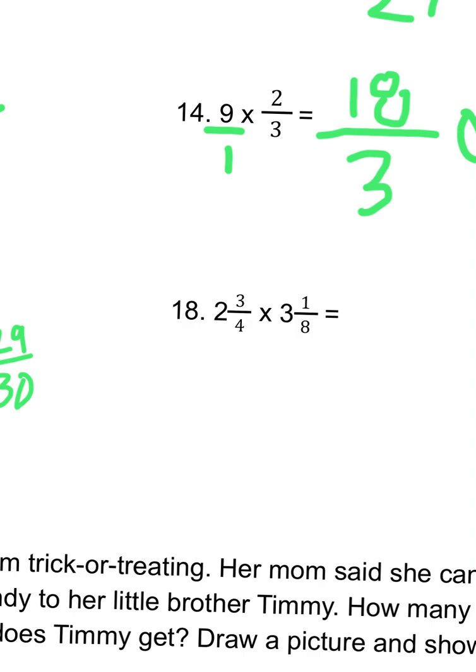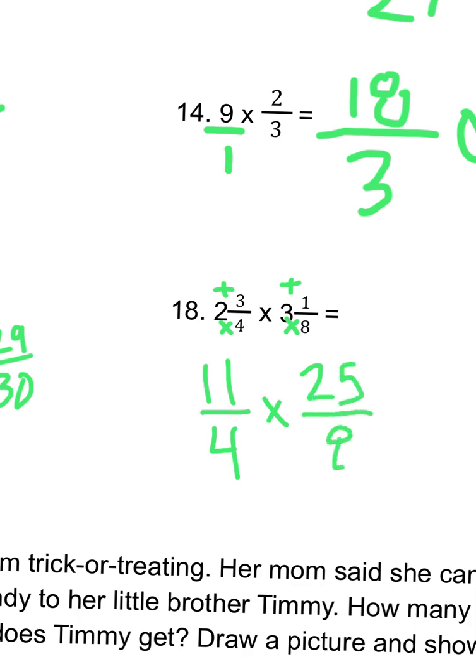Once again, we've got some mixed numbers, so we have to turn them into improper fractions. So we're going to go 4 times 2 gives us 8 plus 3, which gives us 11 over 4. Multiply that by 3 1/8. But first, we're going to have to turn 3 1/8 into an improper fraction. 8 times 3 gives us 24 plus 1 gives us 25 over 8.